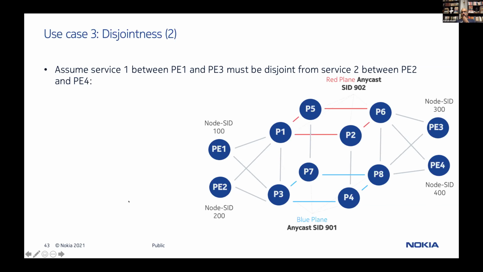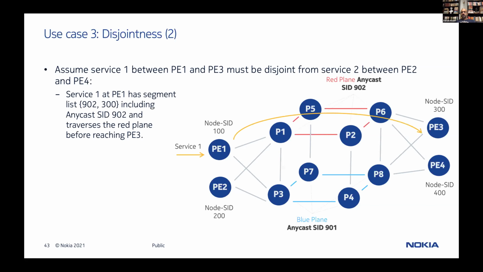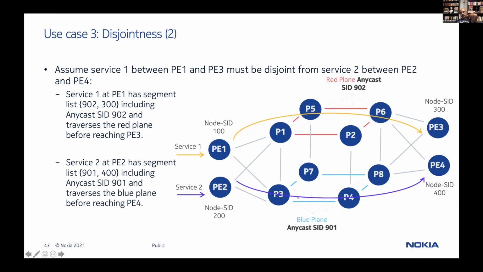Now, what we want is to build one service that is between PE1 and PE3, but uses the top plane, the red plane. Before I go into that, we also have another service that is built from PE2 to PE4. That needs to use the blue plane. And so you can see here that the path from PE2 to PE4 and the path from PE1 to PE3 is completely disjoint. There are no common elements in the path.